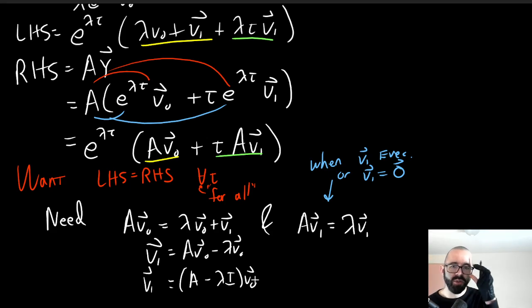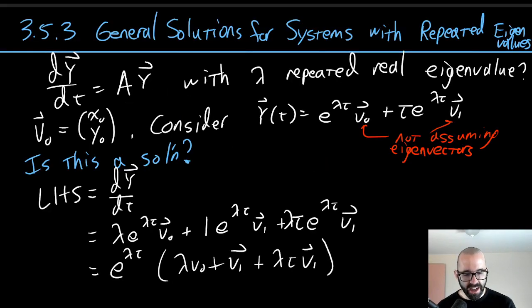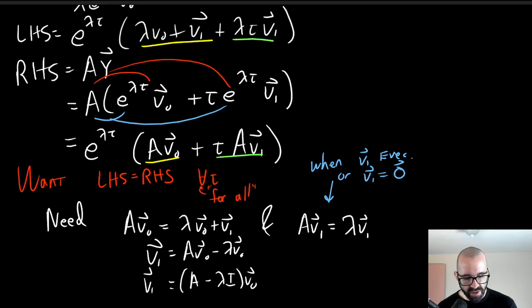We have a solution of this form, and it's always going to be a solution as long as one of two things happens. Either that second vector is 0, in which case the first vector has to be an eigenvector, right? If v1 is 0, then v0, our initial condition, has to be an eigenvector. So that's one possibility. Or v1 is the eigenvector, and we can find the eigenvector, remember, and we know that v1 is going to be related to the initial condition in this form.